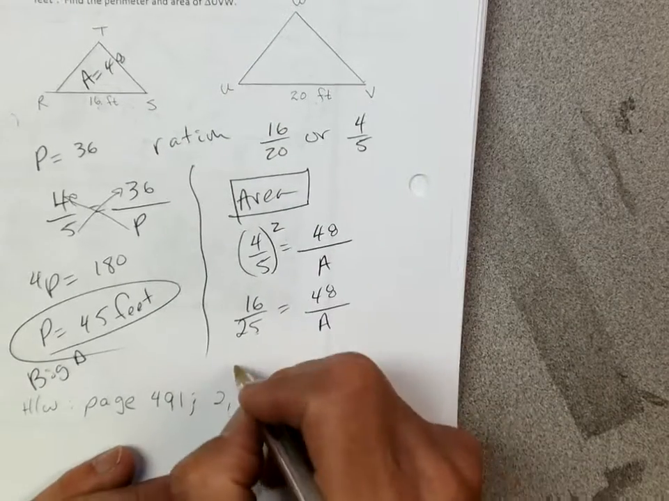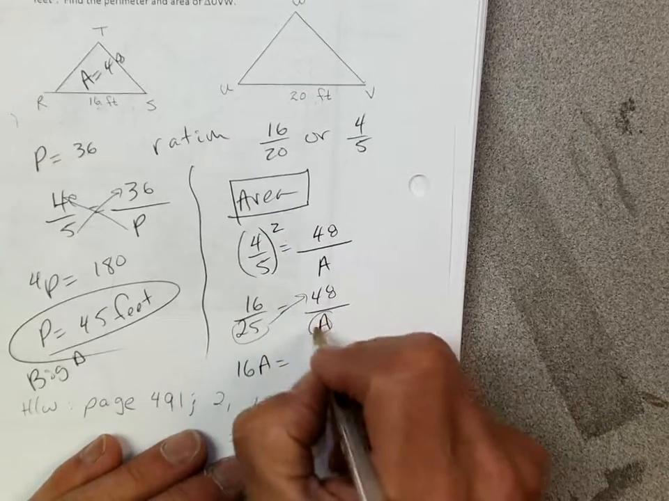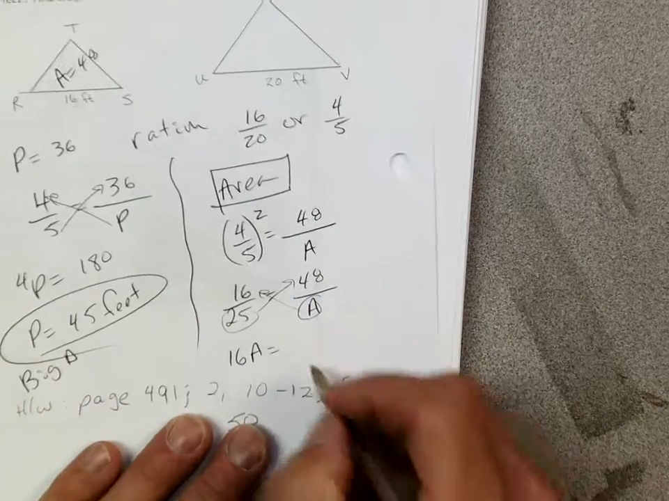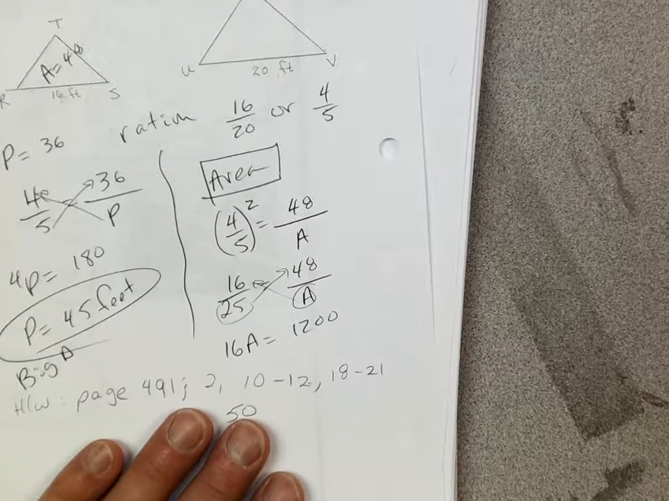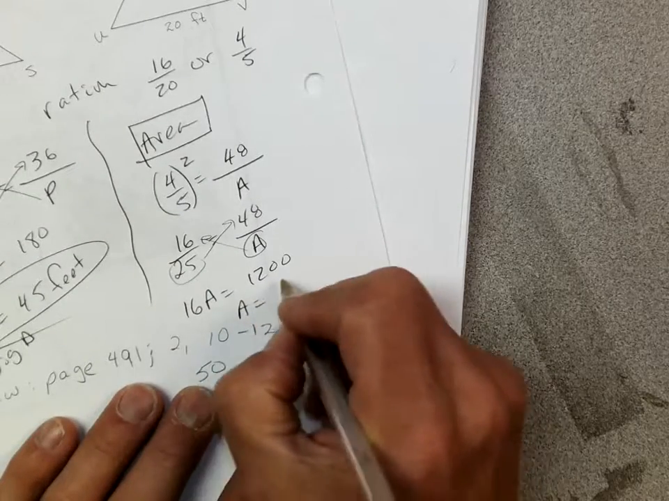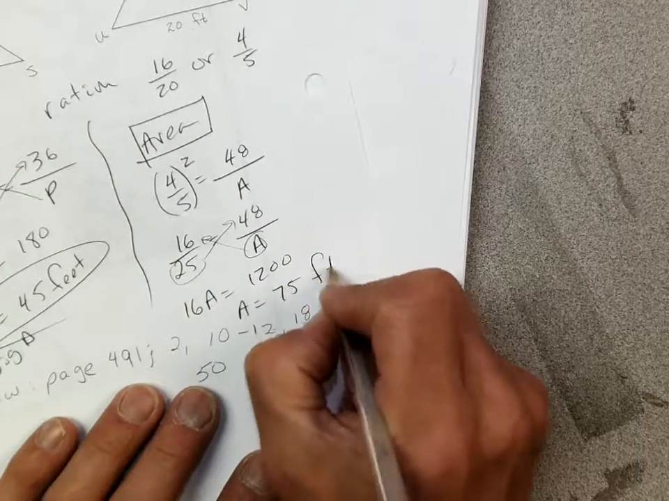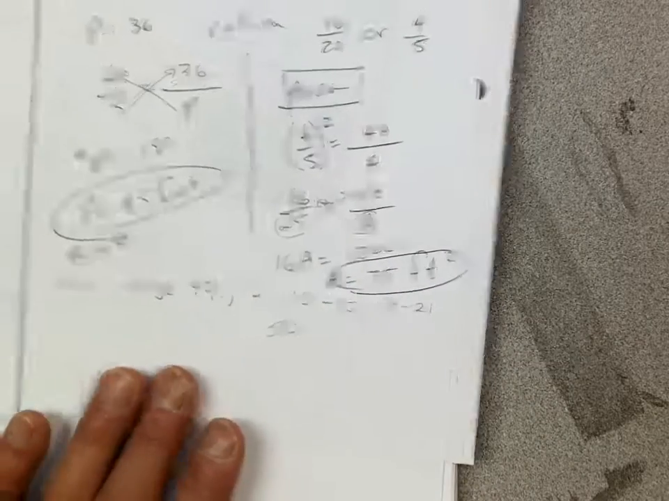Now I'll cross multiply. 16A equals 25 times 48, is it 1200? Thanks, Katie. Divide by 16. 75. There we go. So the area of the big triangle is 75 feet squared, okay? How's that? Not too bad?